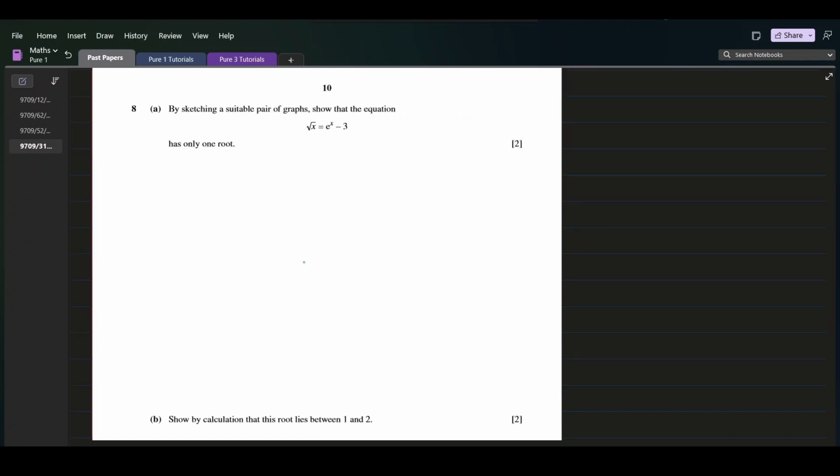Number 8, part A. By sketching a suitable pair of graphs, show that the equation root x is equal to e to the x minus 3 has only one root. So let's draw our Cartesian plane. This is our x-axis, and then we've got our y-axis. So the two graphs that we're drawing are y equals root x and y is equal to e to the x minus 3. So the graph of root x looks something like this.